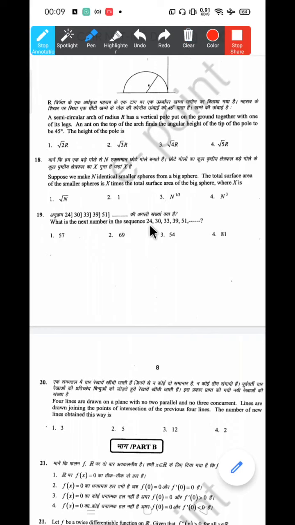What is the next number in the sequence? 24, 30, 33, 39, 51. 24 and 30 and 31. 30, let us see the difference. Here it is 8, here it is 3, here it is 6, here it is 51 minus 39, and that is almost, I think, 20. What is it then?